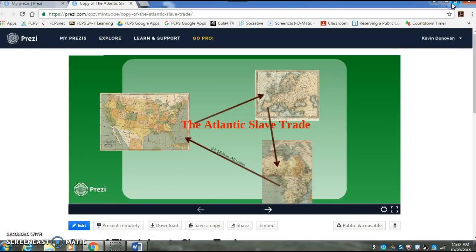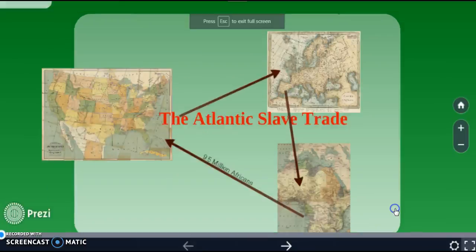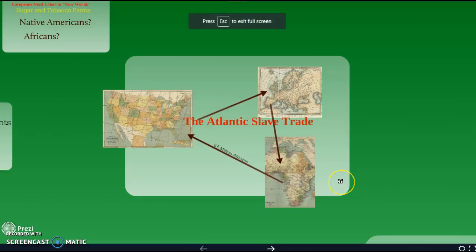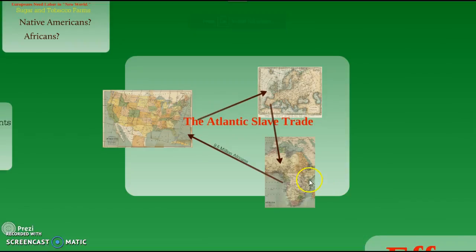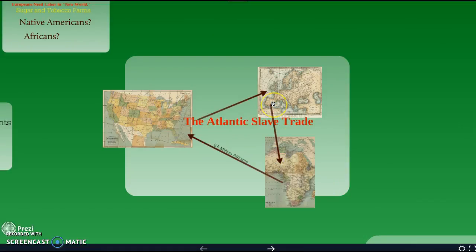We've already talked a little bit about this stuff in class, but let's look at this. We've got a little triangle here. The slave trade is part of something called the triangle trade. The slaves come from Africa to the Americas. They produce things that go back to Europe, and then the Europeans are going to sell the things they make to the Africans, and that's how they're going to get more slaves to start the whole thing over again.